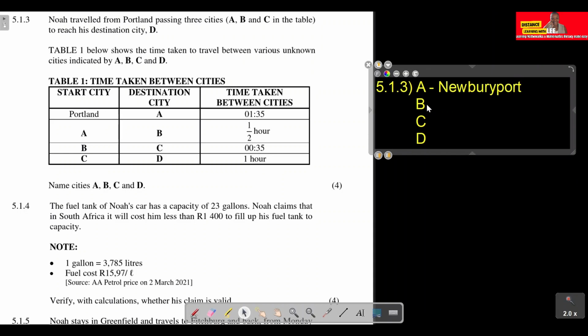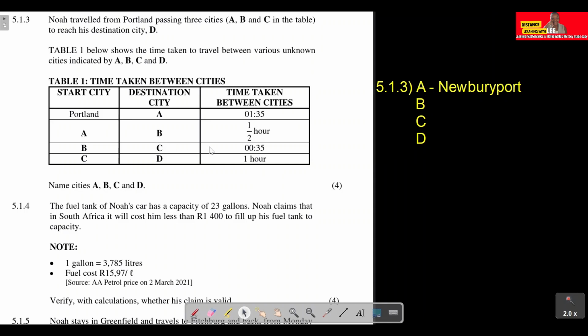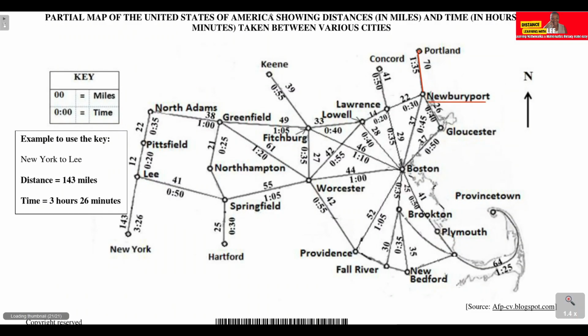All right, let's have a look at what's happening with B. With B, we're going to move from Newburyport to our destination B, and it takes us half an hour to get there. So what is half an hour? Half an hour is half of 60 minutes, and half of 60 minutes is equal to 30 minutes. So we're going to look for 30 minutes.